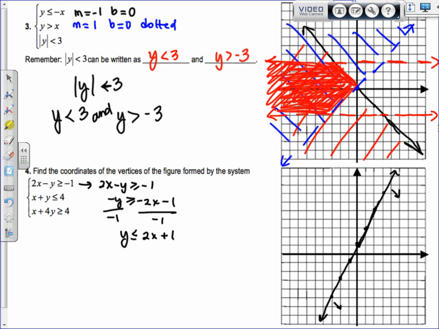So I have x plus y is less than or equal to 4. So that's y is less than or equal to negative x plus 4. So I go up to 4, so up 1, 2, 3, 4. I go down 1, right 1, down 1, right 1, down 1, right 1. Okay, and that's solid as well. Like that.